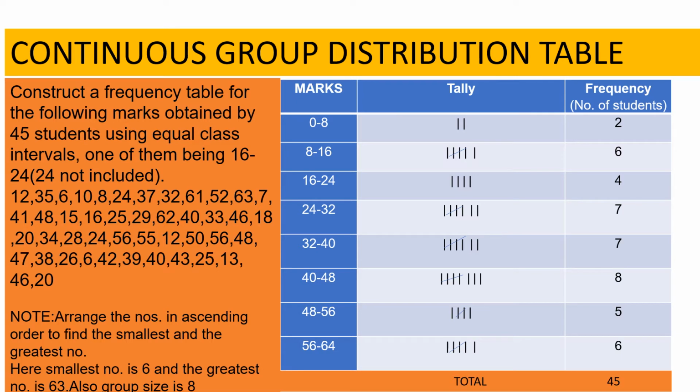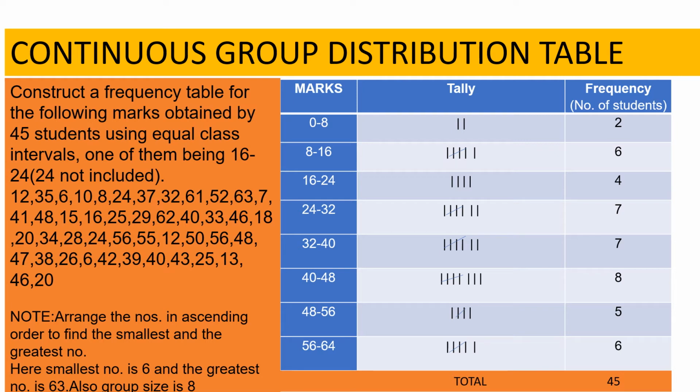Let me take one more example. Here you have to construct a frequency table for the following marks obtained by 45 students using equal class intervals. Again, one of the class intervals is given as 16 to 24. And here also they have mentioned that 24 you should not include. That shows you have to make a continuous group distribution table. And the data given are 12, 35, 6, 10, etc.